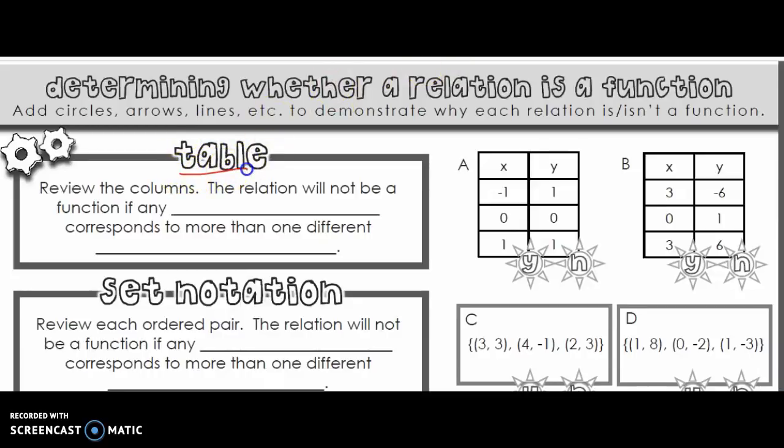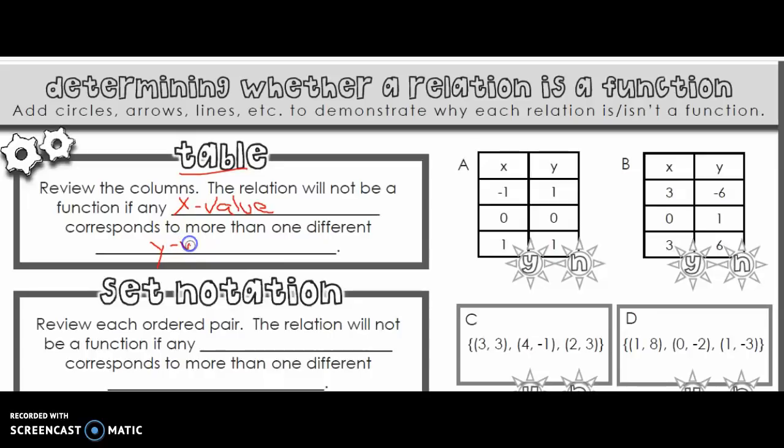First, we're going to talk about tables. Review the columns to the right. See these columns? The relation will not be a function if any x value, and excuse my writing, it's hard to write on this. Okay, write with me. I'll get a little bit better at this, I promise. If any x value corresponds to more than one different y value.